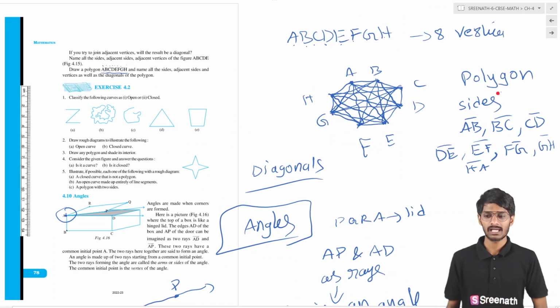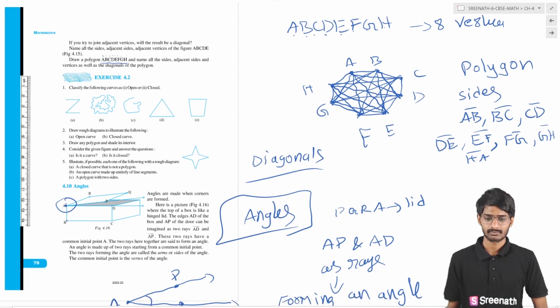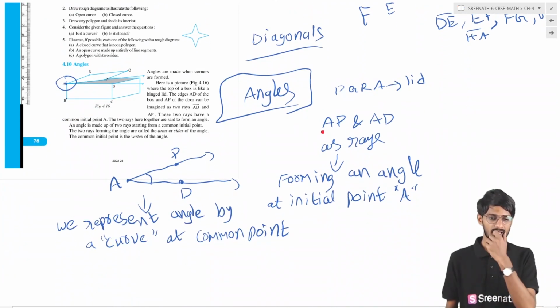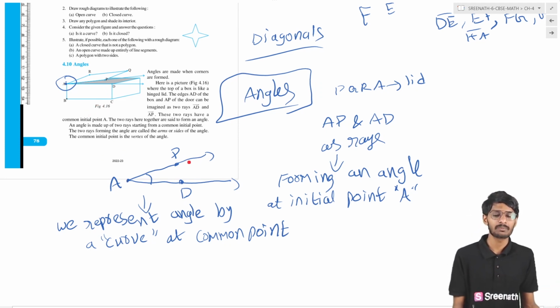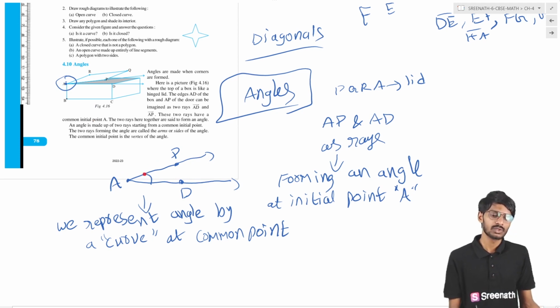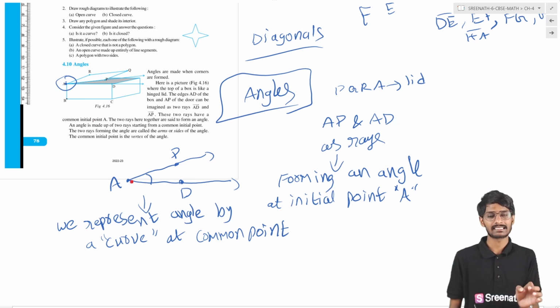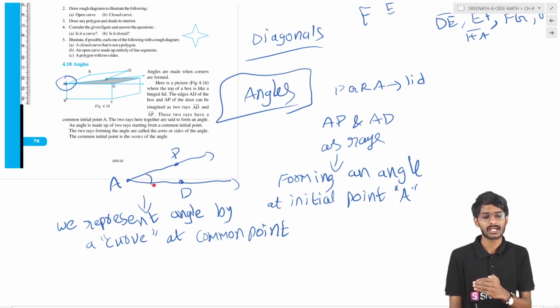Next thing is about the angles. In this figure, angles are formed by two rays. If the two rays are coming from one common point, the two rays will subtend an angle at that common point. So this is one ray, this is another ray. They are coming from one common point, so there it will subtend an angle at A. So we represent an angle by a curve like this.